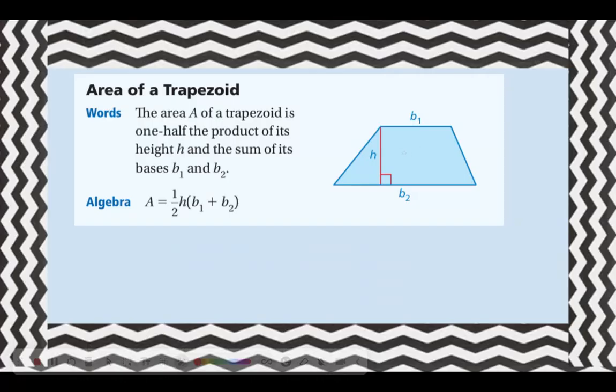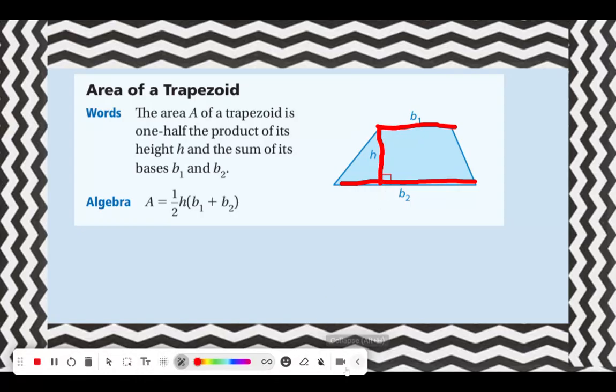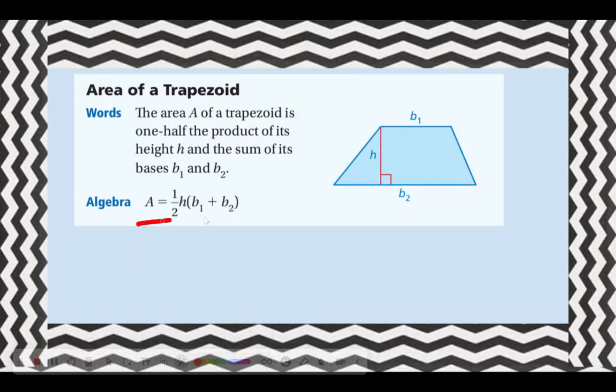Okay, trapezoids. So a trapezoid is a four-sided figure. It's a type of quadrilateral where the bases are parallel to each other. Okay, so the bases are the parallel sides. So this can be turned, and you would have to look for the parallel sides. The height line we know is the line that makes the 90-degree angle. So the formula is 1/2 times the height, and then you add your two bases together.